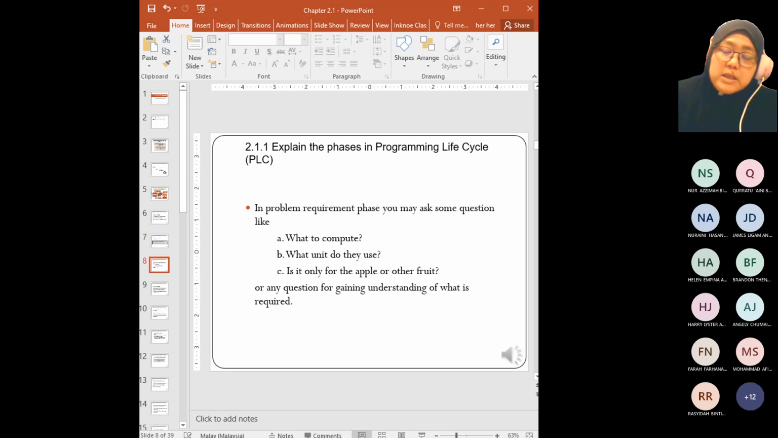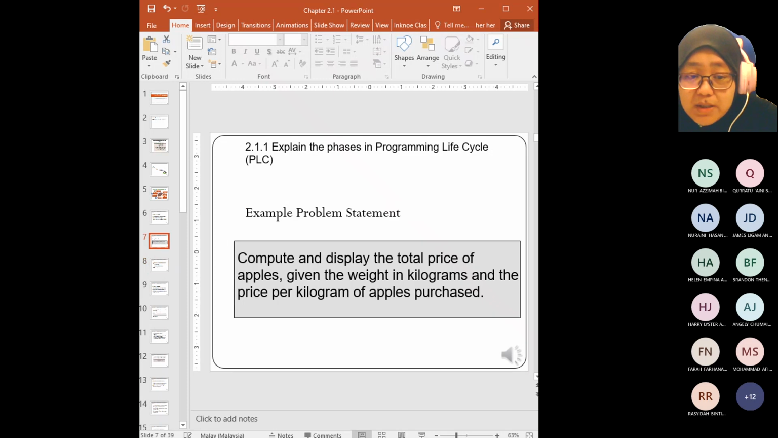Jadi kita dah tanya what to compute, nak kira apa? Nak guna unit apa? Apa nak kira tadi? What to compute? Apa jawapan dia? What do you want to compute? What do you want to calculate? The total price of apples. Yes, weight and price of apple. Itu yang kita nak kira.